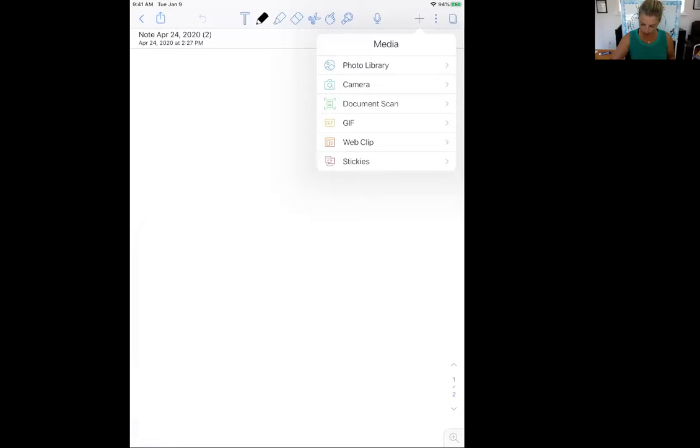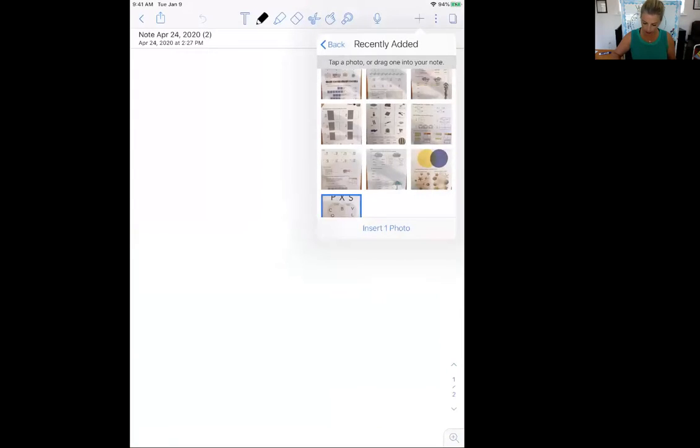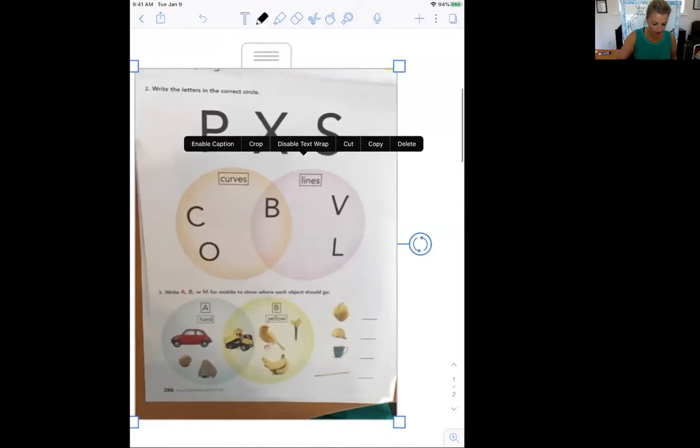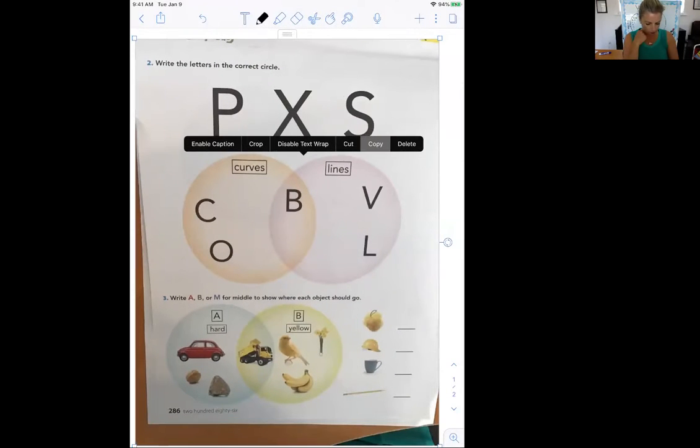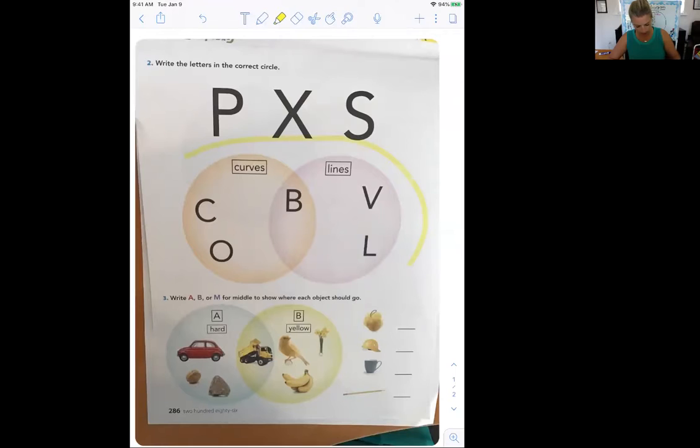All righty. So again, we have a Venn diagram. Now, listen. This diagram says write the letters in the correct circle. So let's look at our Venn diagram right here. It has different groups they're in. One has, what does this word say? Curves. Those are C and O. Do they have curves in C and O? Sure. So they're going to go on the curves circle.